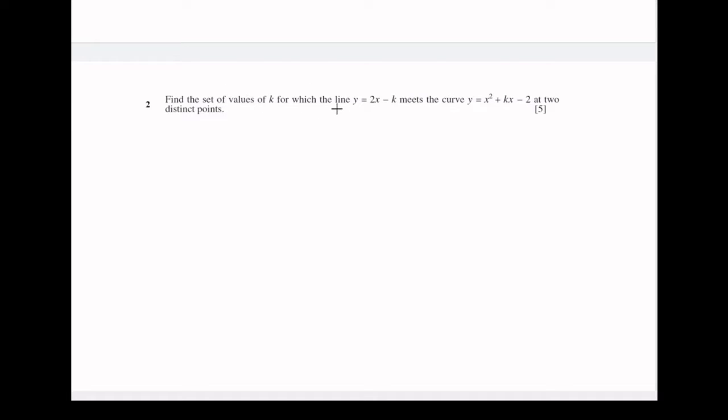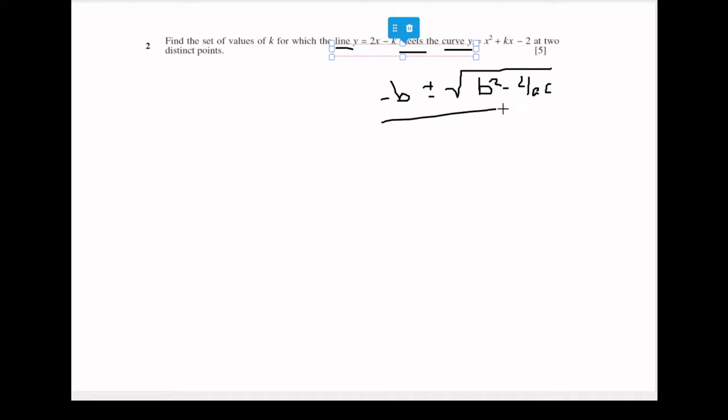So typically when we see these words line, curve, and seeing how they meet or how they intersect, that means we're going to be using the discriminant formula. And the discriminant formula is found in the quadratic formula, which is negative b plus or minus square root of b squared minus 4ac over 2a. Essentially, a discriminant is just the b squared minus 4ac, this part right there.